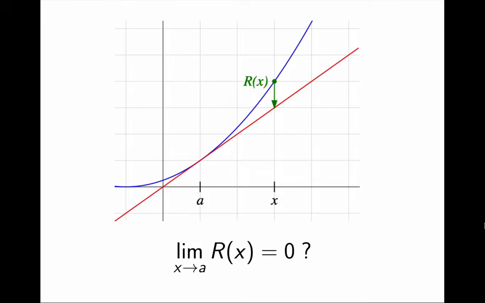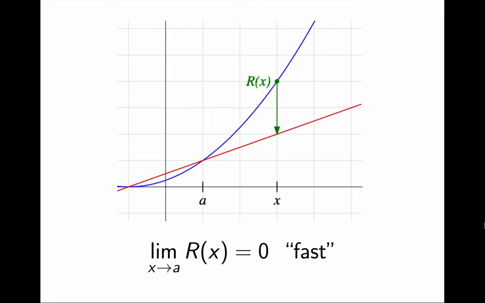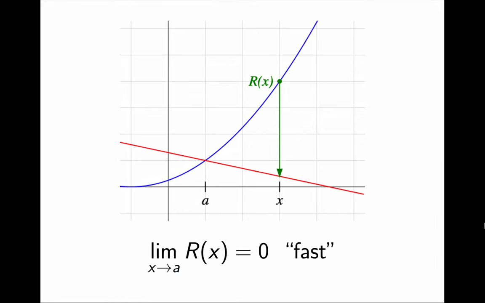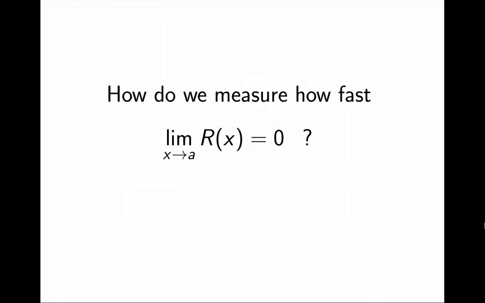What I need is for the remainder to approach 0 fast. All of these lines satisfy that as x approaches a, the remainder approaches 0, but the remainder for the tangent line approaches 0 faster than for any other line. That's the key. But of course, this immediately leads to another question. What does it mean to approach a limit fast? How do I measure how fast a function is approaching its limit? I need a scale.